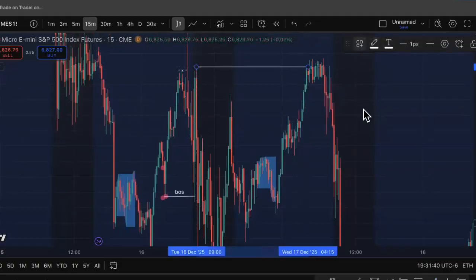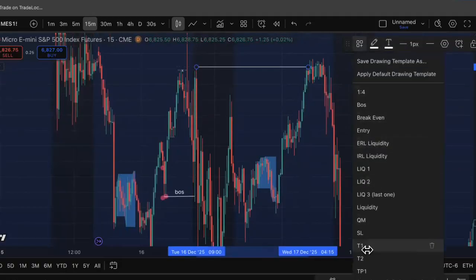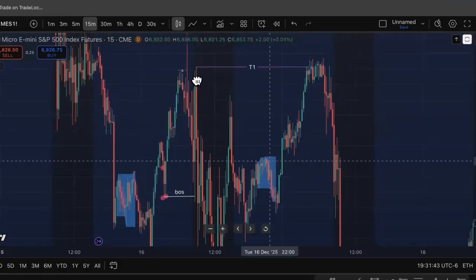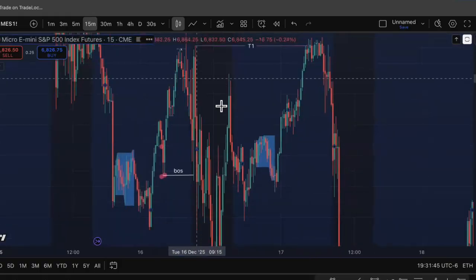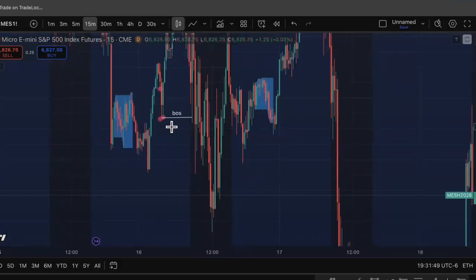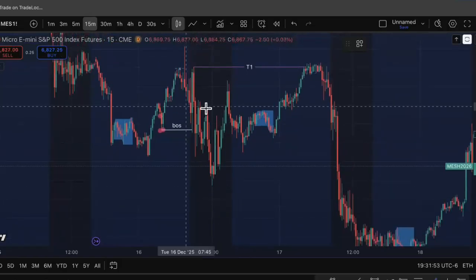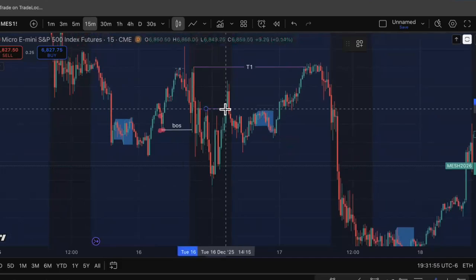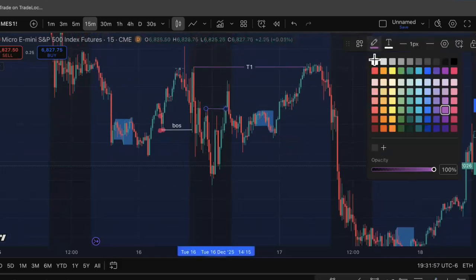T1 is created right there. And as you can see, the market creates the T1, comes back down. And then you'll see once it came down here, it created the QM on the opposite side right here. So now we know that we can start to look at the buy side.